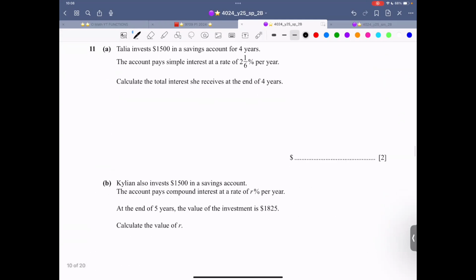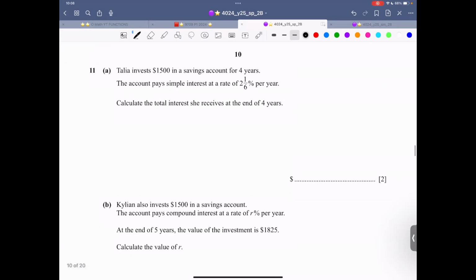Question number 11. Talia invests $1,500. Let me highlight. She invests $1,500 in a savings account for 4 years. The account pays simple interest at a rate of 2 1/6 per year. This and this has to match. Calculate the total interest she receives at the end of 4 years.